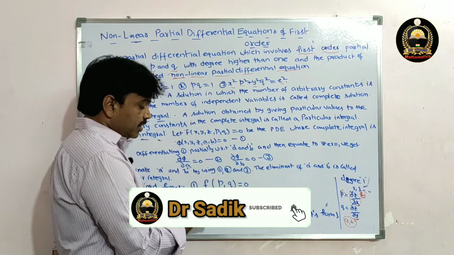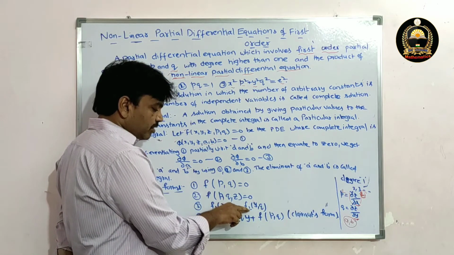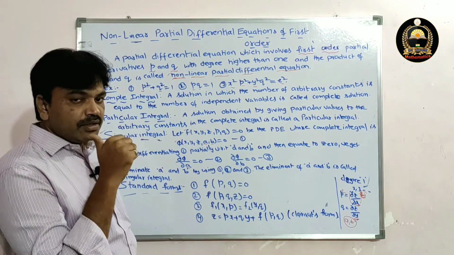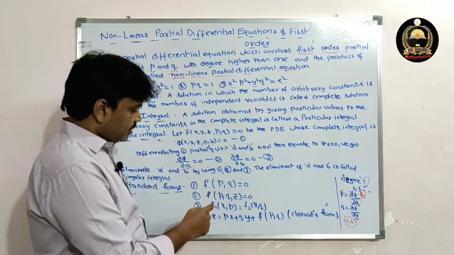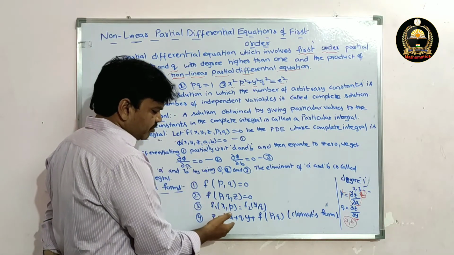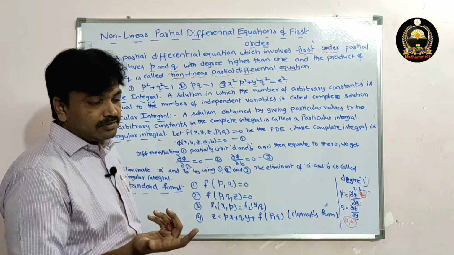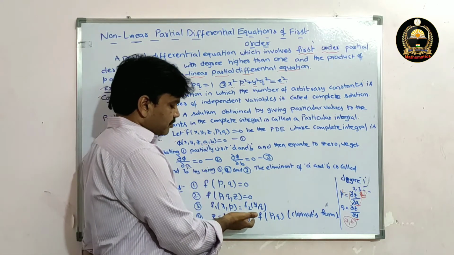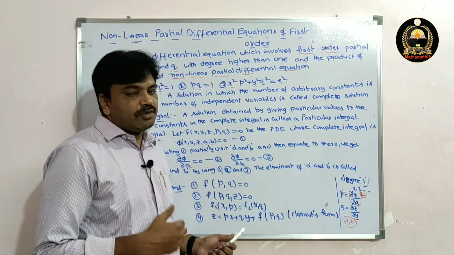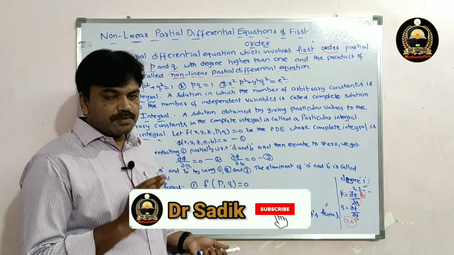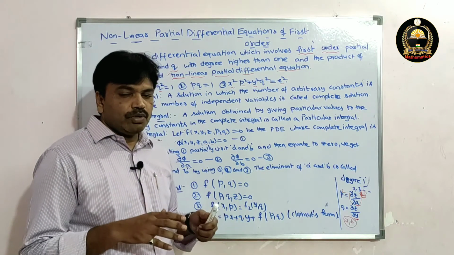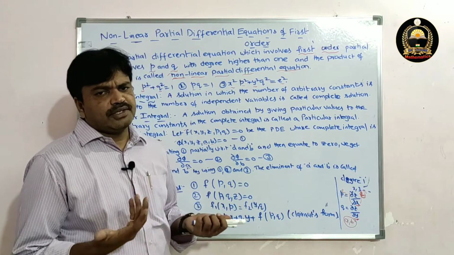The third standard form contains f1 of x comma p equal to f2 of y comma q. That means standard form 3 contains x, p, y, q. The fourth standard form is easy: px plus qy equal to f of p comma q. Px plus qy is common for all the problems. The change occurs at f of p comma q. It may be pq, or p plus q, p square plus q square, etc.